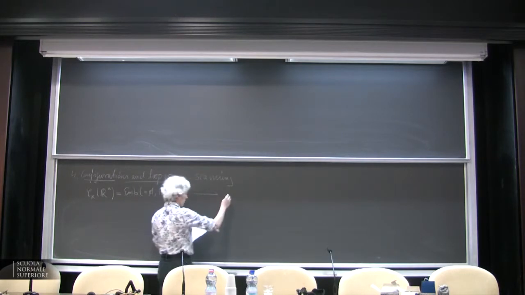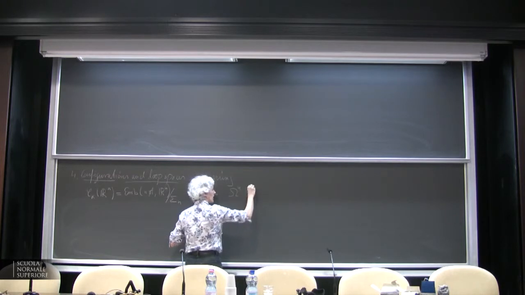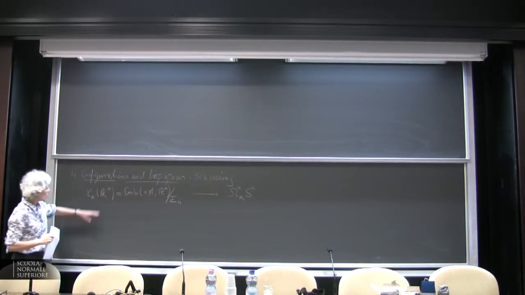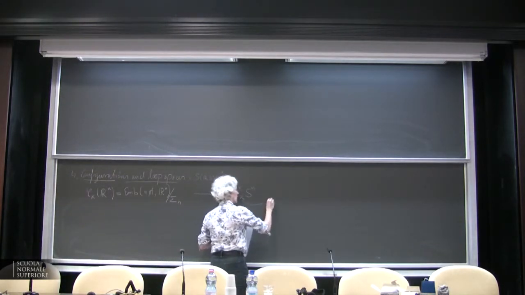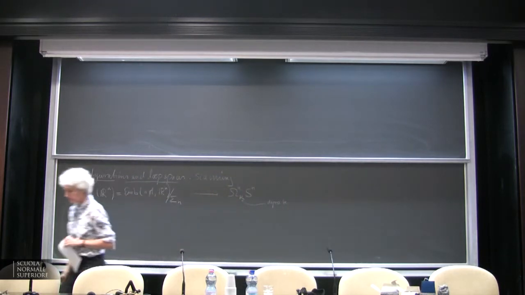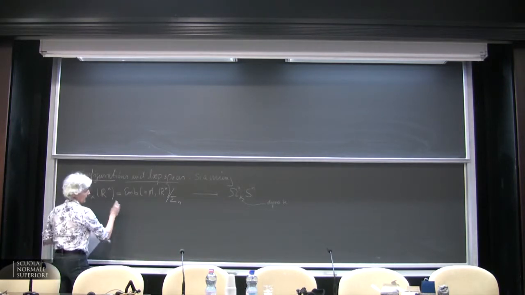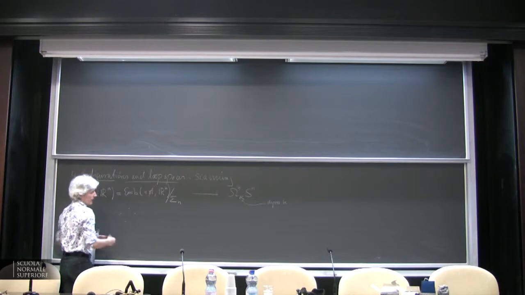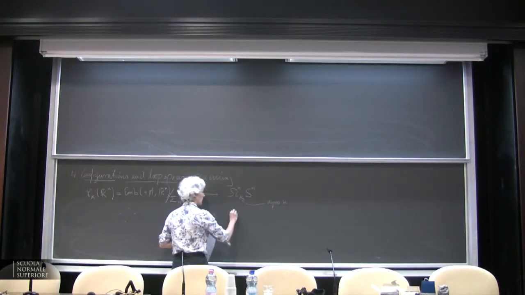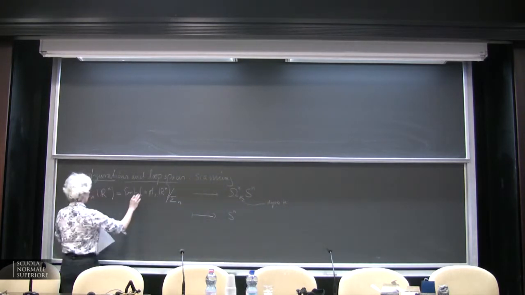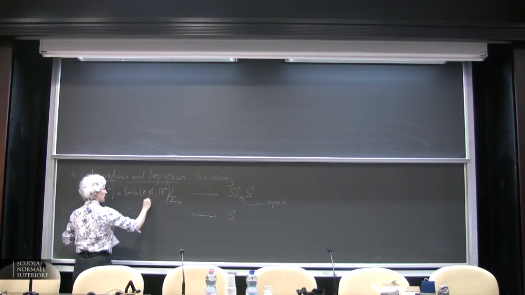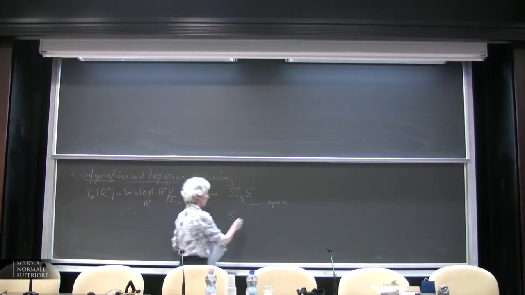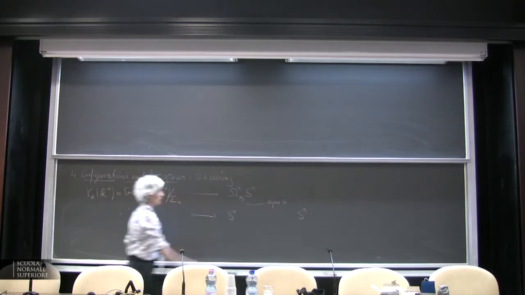There's a very nice map that goes from here into the n-fold loops on S^n, that is, maps from S^n to S^n. Because I have k points, it will actually go to the degree k component. Here's the picture. An element in here is given by k points sitting in R^n. Out of this one picture, I want to construct a degree k map from S^n to S^n.